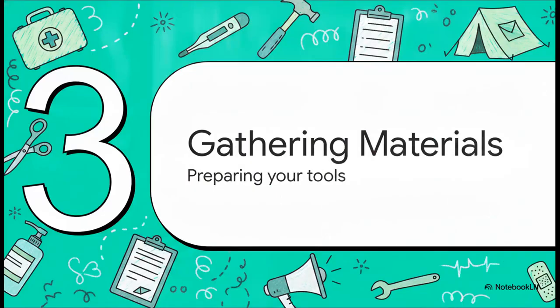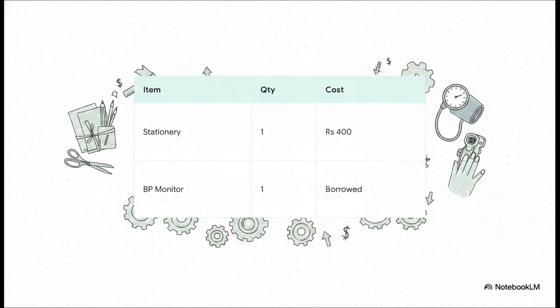Right, Section 3, Gathering Materials and Tools. Preparing your tools. So this is a bill of materials, or BOM for short. Creating one of these is a total game changer. It helps you estimate costs up front and totally avoid waste. It breaks down exactly what you need to actually buy, like say a 400 rupee stationery set for your posters, versus what you can simply borrow from a local primary health center, like a blood pressure monitor or an oximeter. Planning this out means you're resourceful and fully ready to go before you even step foot on site.